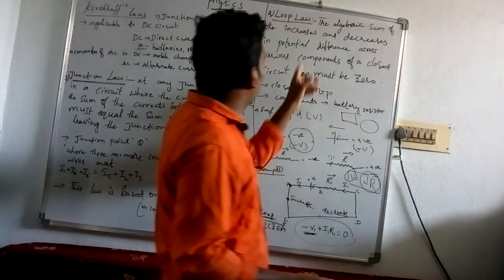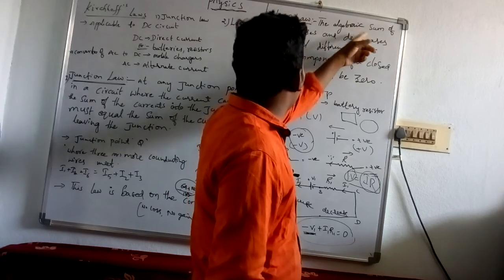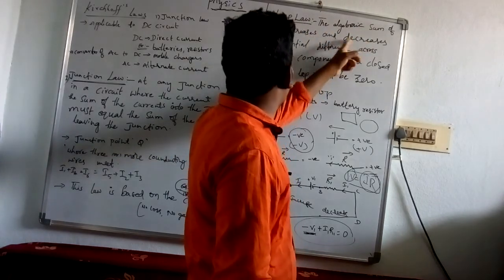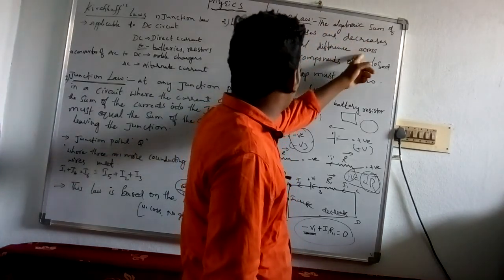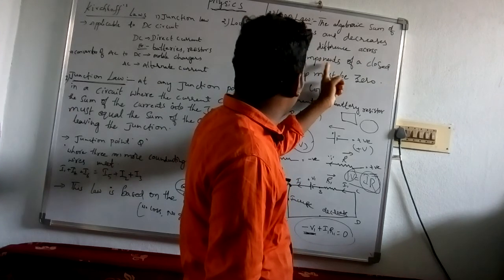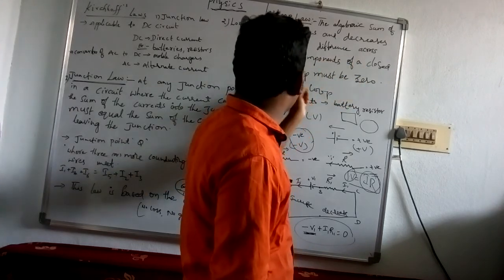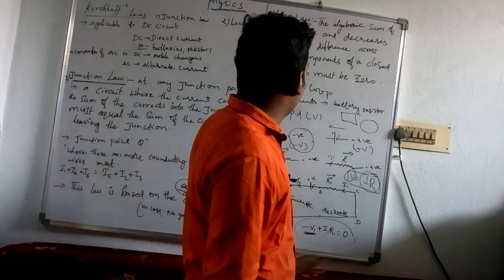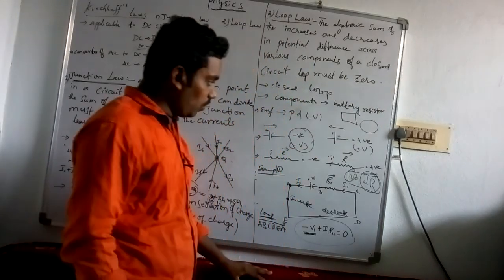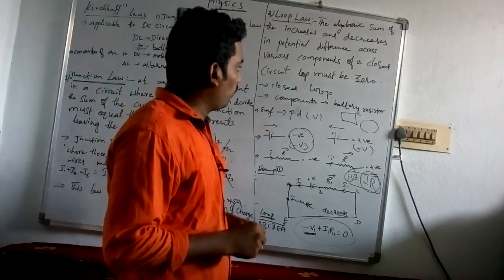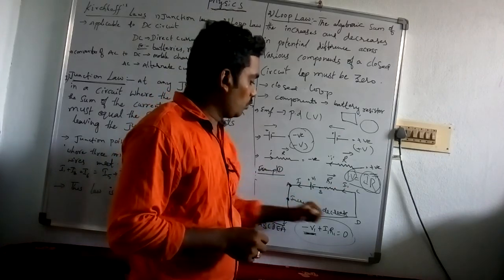Okay, next, the loop law. The algebraic sum of the increases and decreases in potential difference across various components of a closed circuit loop must be 0. Here we are going to observe the potential difference in this closed loop.